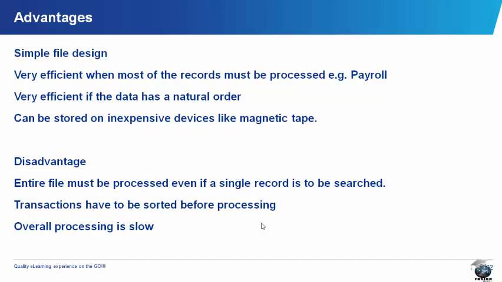What about the disadvantages? For sequential file organization, entire files must be processed even if a single record is to be searched, and also transactions have to be sorted before processing. Also, the overall processing is very slow.